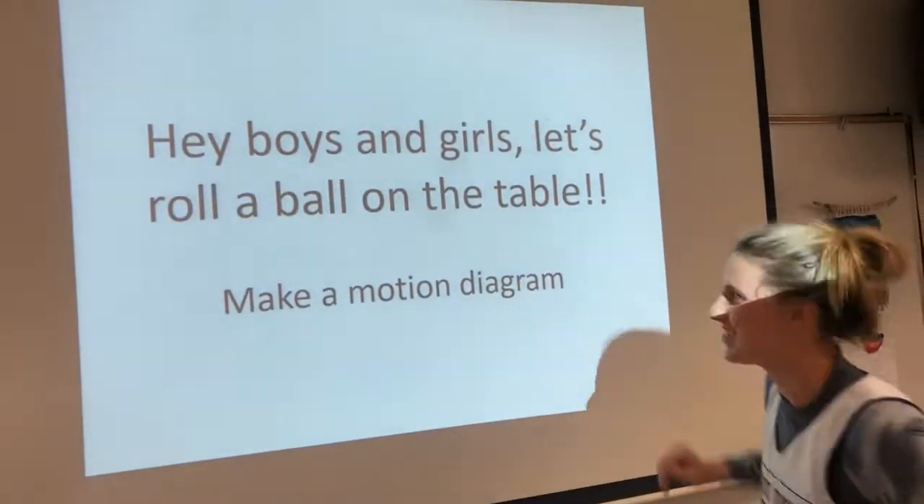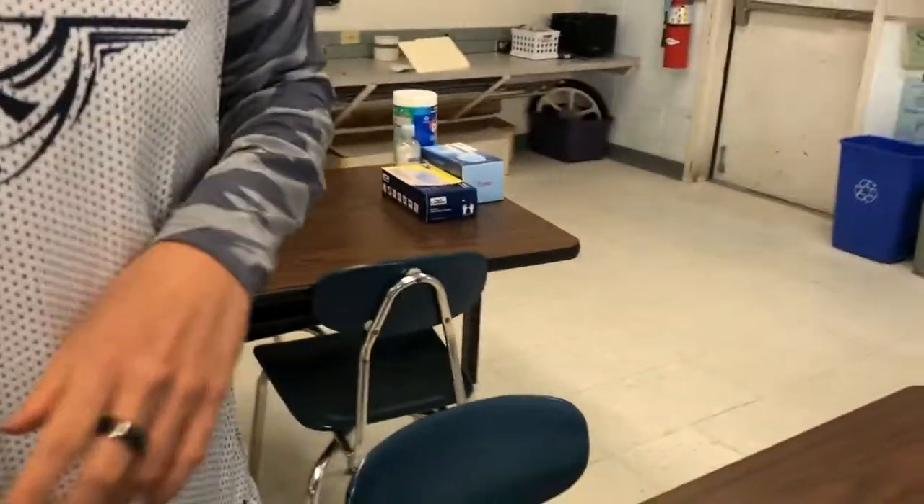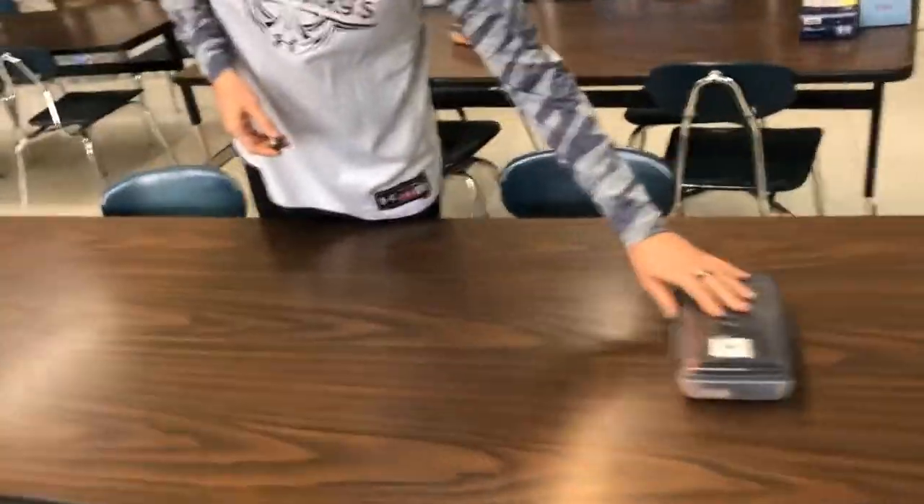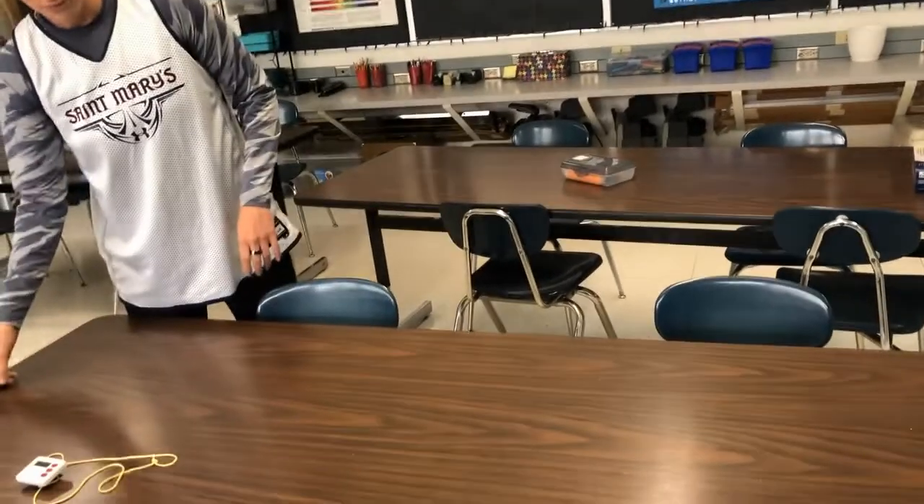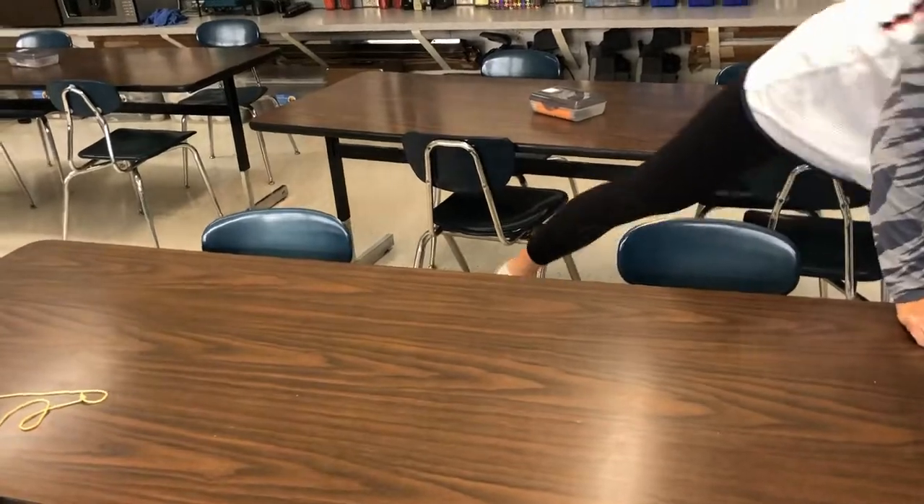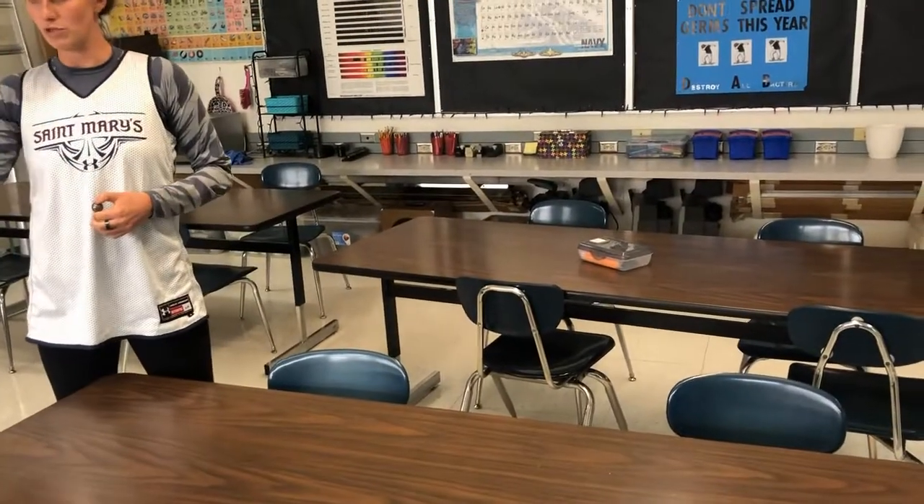Boys and girls, let's roll the ball on the table. We're going to make what's called a motion diagram. I don't think I mentioned that. Those are called motion diagrams. The first thing I'm going to do is just roll the ball on the table. Good stop. What sort of dots would we draw?